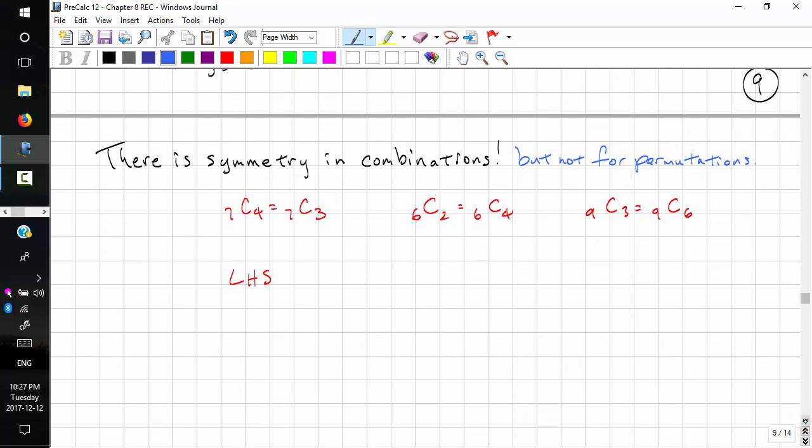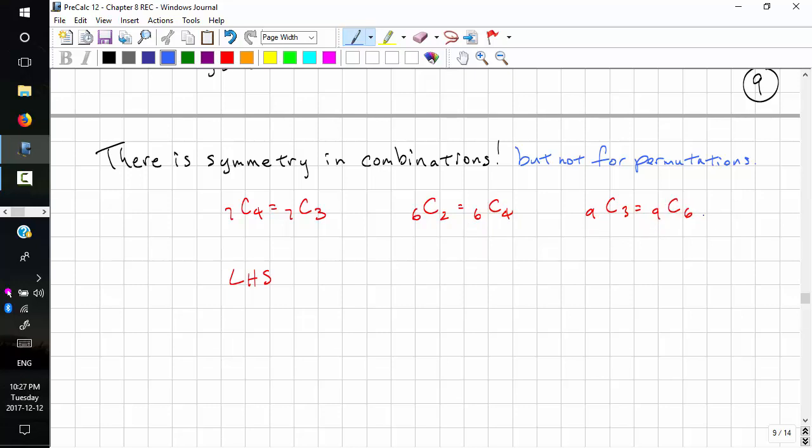Okay, so there's symmetry for combinations. It doesn't happen for permutations. So if we look at 7 choose 4, that's the same as 7 choose 3. We look at 6 choose 2, that's the same as 6 choose 4. 9 choose 3 is the same as 9 choose 6.